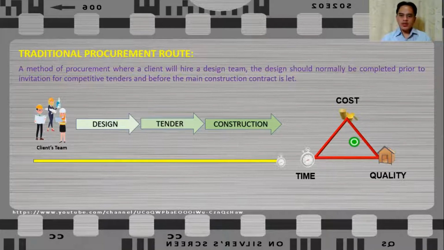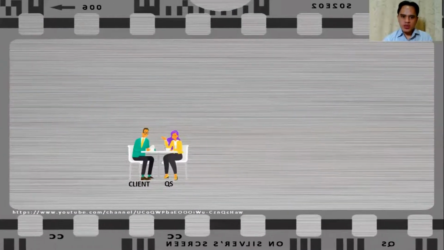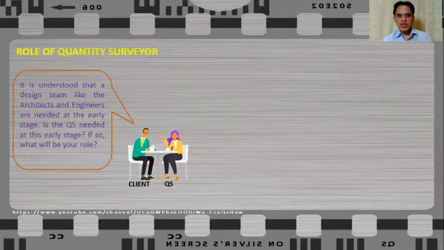Now, what are the things that you need to understand about traditional procurement route? Let's take a look at this meeting between the client and the quantity surveyor. The client, as a paymaster, may need to know why he needs to hire a quantity surveyor in the early part of the project, because it is understood that a design team like architect and engineers are needed at the early stage. But is it needed to hire a QS at this stage? And if so, what will be the role of the quantity surveyor?